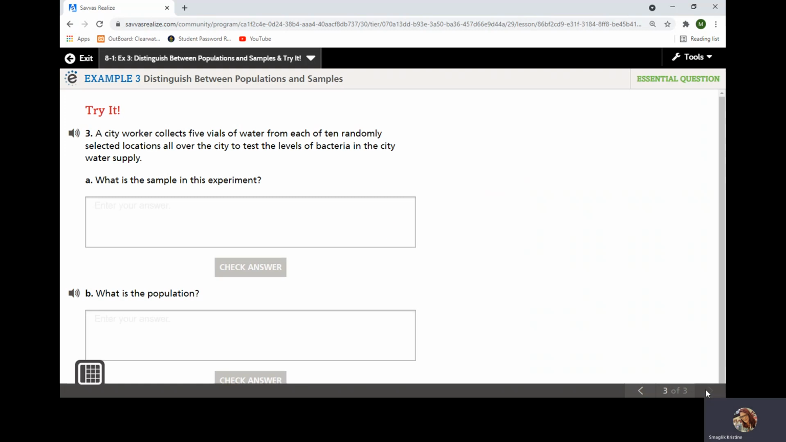Let's do some tries. And again, pause the video, read through them, see if you can answer them, and then come back and check. So a city worker collects 5 vials of water from each of 10 randomly selected locations all over the city to test the levels of bacteria in the city water supply. What is the sample in the experiment? Well, the sample would be those 5 vials of water. The population is all of the water in the city. So population, all of the water; that subset is just those 5 vials of water.